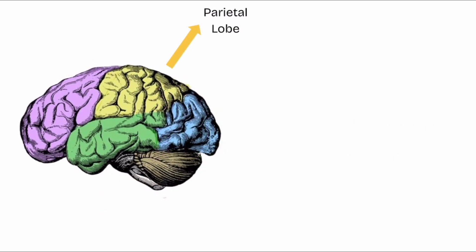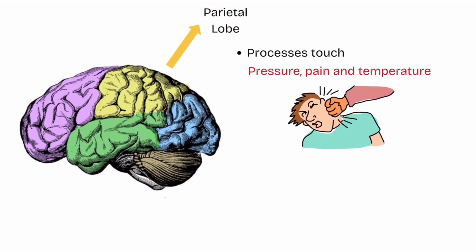Second is the parietal lobe. The parietal lobe processes touch, such as pressure, pain, and temperature. For example, when you're punched, information from the area that was punched will travel to the brain and then to the parietal lobe, where it will be decoded.